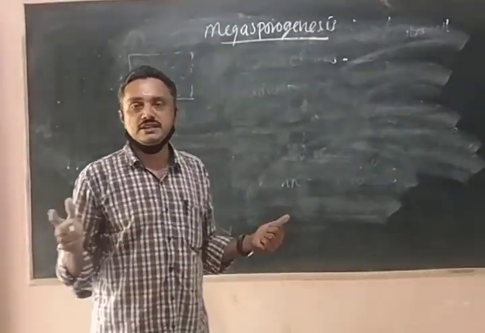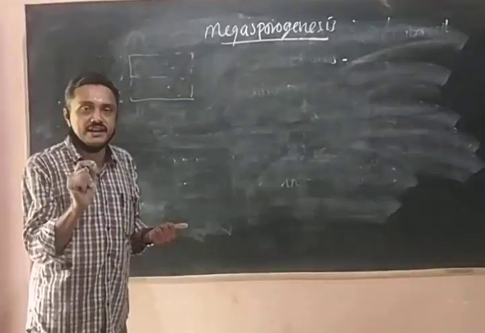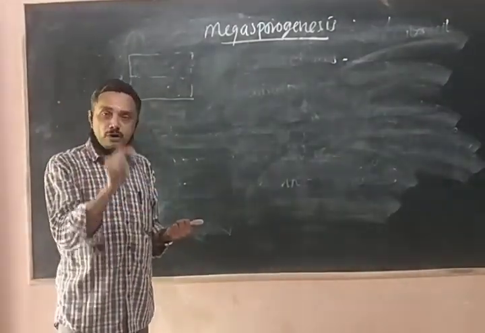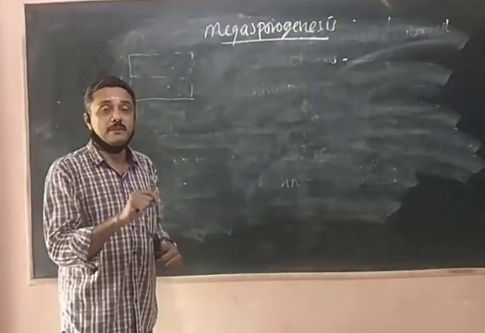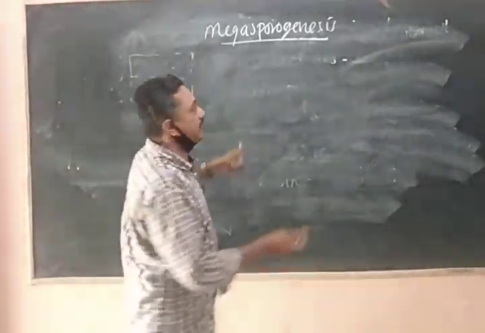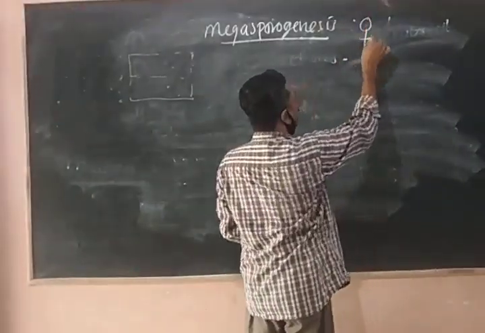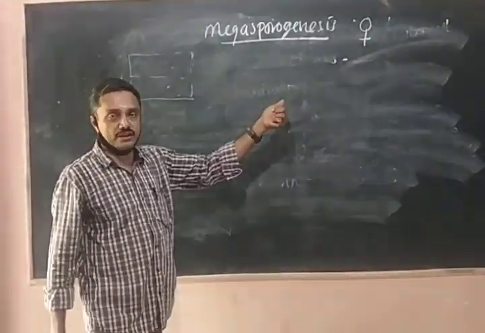So gametogenesis is the formation of gametes. We have 2 types of gamete, male gamete and female gamete. Formation of male gamete is called microsporogenesis. Formation of female gamete is called megasporogenesis. See how megasporogenesis takes place.